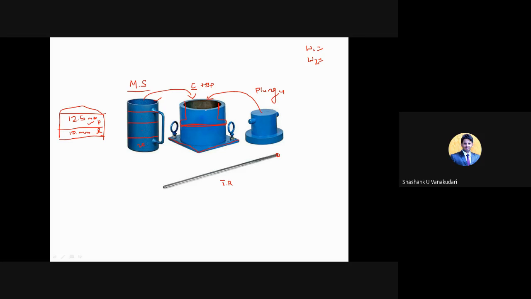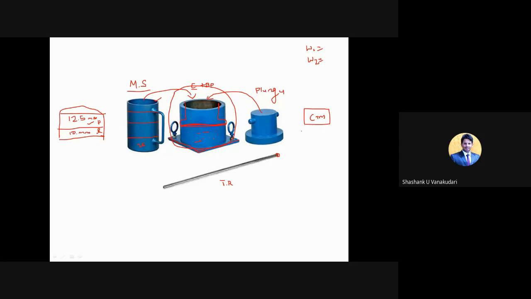Now what you need to do is take this entire setup, consisting of the base plate with cylinder, the aggregates present here, and the plunger placed on top, and place it in the CTM machine, the compression testing machine which is there in your BMT lab. You have conducted many tests on it, like compression strength of brick and wooden cube. In that testing machine we keep this entire setup.